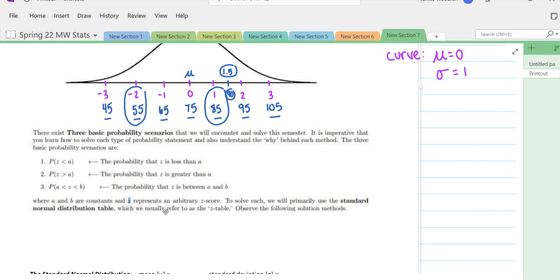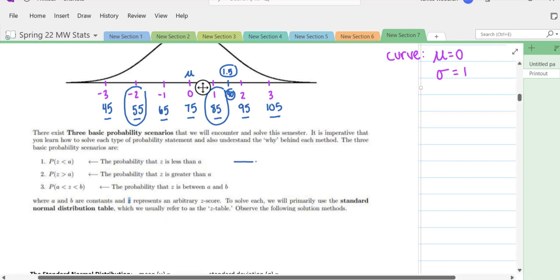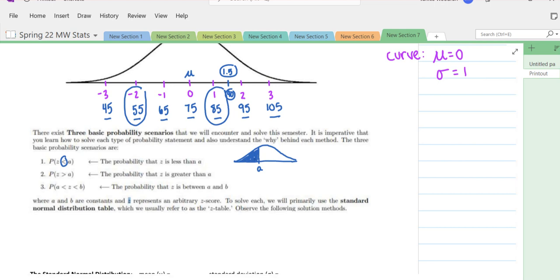So this is just like a number line. Okay, so here's your normal curve. When you see the less than, that means you're going to have a for a value, and then you're looking for the area to the left, because less than goes to the left on the number line. Okay, now the next one, z is greater than a, is going to be to the right.